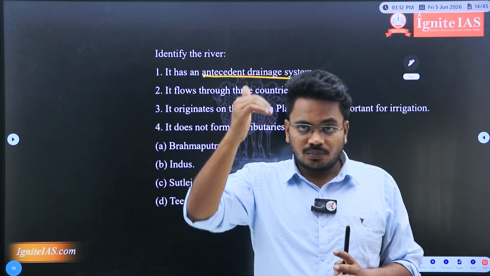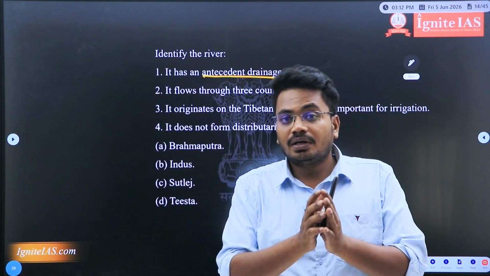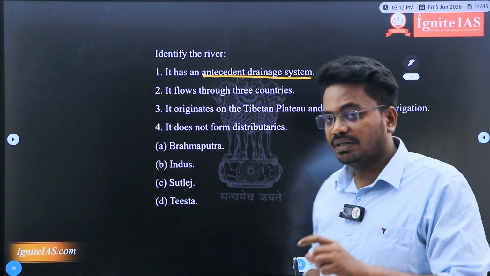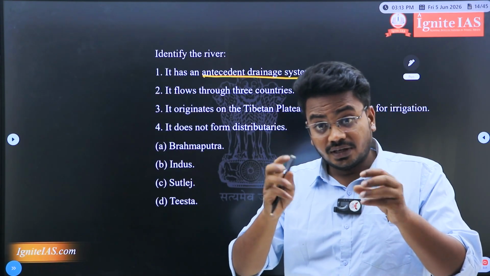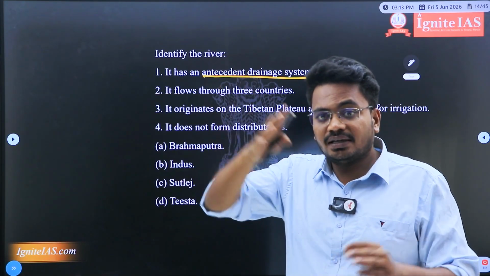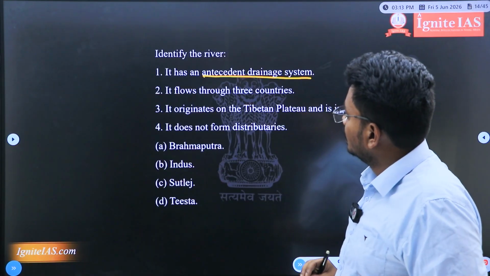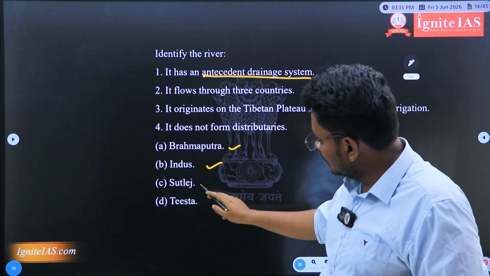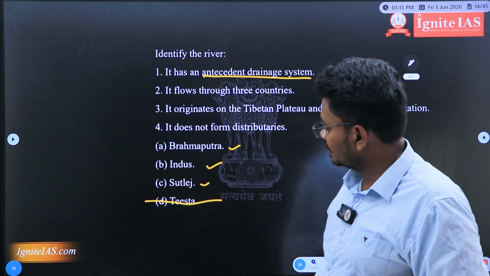It doesn't matter, geological upward movement or downward movement of the area will not alter or change the presence of certain rivers, and those rivers are called antecedent rivers. That means if you consider the Indus River, Brahmaputra River, and Satluj River, they were there before the upliftment of the Himalayas, and even after the upliftment, the path has been altered, but the presence of those rivers remained. So among the options, Brahmaputra, Indus and Satluj are all considered antecedent rivers. By reading statement 1 we can eliminate the Teesta river.